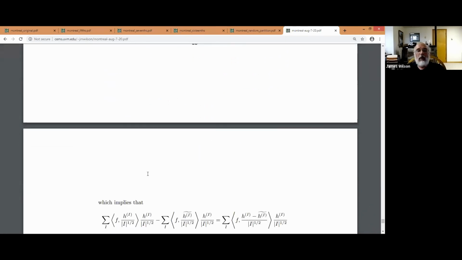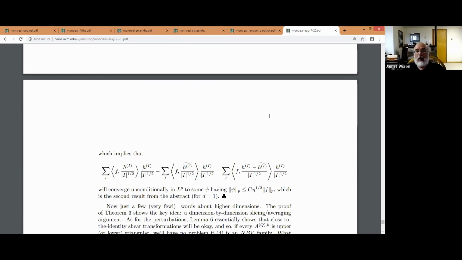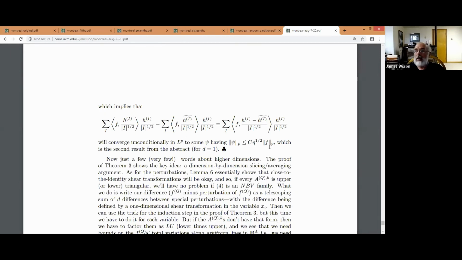So, here's f, which is f basically, minus the perturbed f. So that is that. But you see now, this family here has this small almost orthogonal size, and so I'll use my previous result. This will converge unconditionally in LP to some function psi with an LP norm no bigger than a constant times eta to the 1/2 times the LP norm of f. Does that kind of make sense? Okay, it's just Littlewood-Paley theory and that trick with the maximal function.